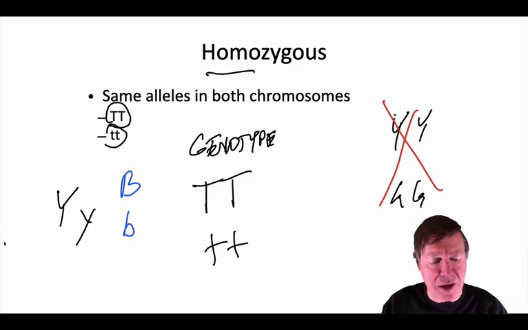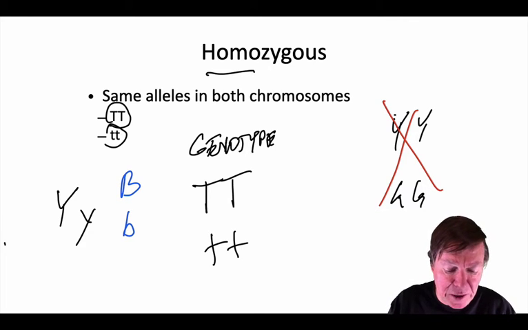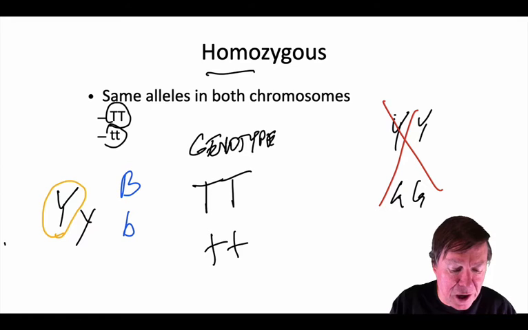Even though maybe in this case, you know, this would be yellow. This is yellow over here. The recessive trait is green.